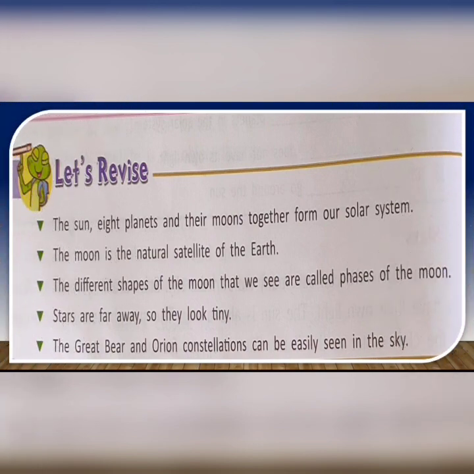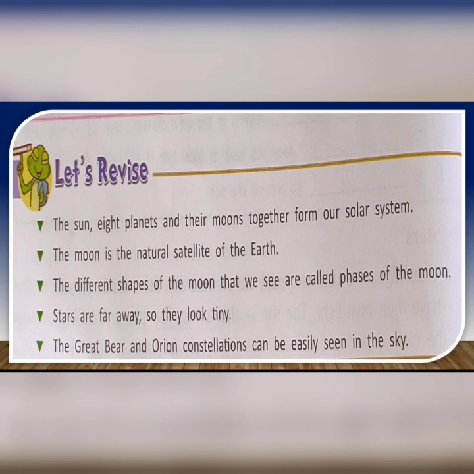The Sun, 8 planets and their moons together form our solar system. The Moon is the natural satellite of the Earth. The different shapes of the Moon that we see are called phases of the Moon. Stars are far away, so they look tiny. The Great Bear and Orion constellations can be easily seen in the sky.